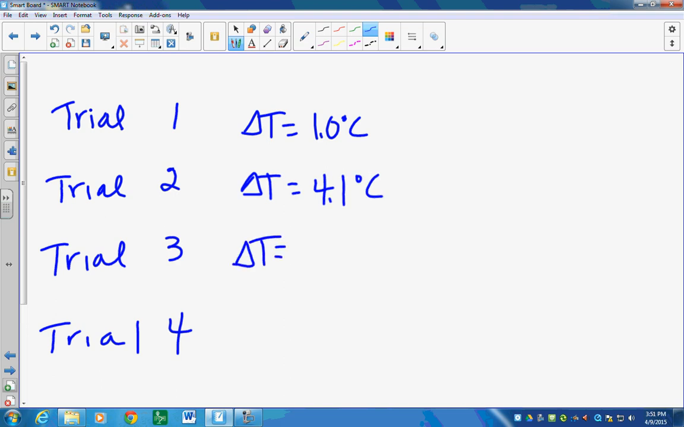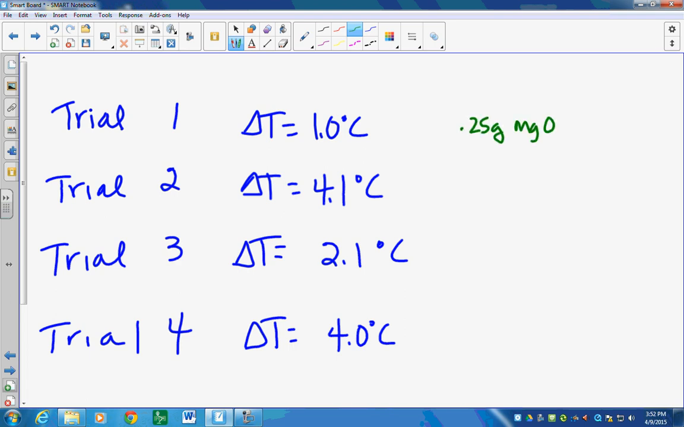Trial 3, the temperature went from 26 to 28.1. So this delta T is 2.1 degrees Celsius. And then this delta T, trial 4, it went from 24.1 to 28.1. So this is 4.0 degrees Celsius. The other thing I want to show you, I'm going to switch colors, but in this one, we used 0.25 grams of MgO. On this one, 0.5 grams of MgO. This is 0.25 grams of MgO. And this is 0.50 grams of MgO.